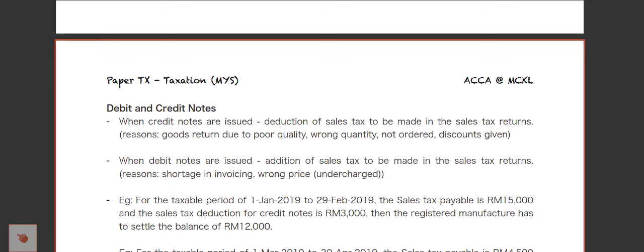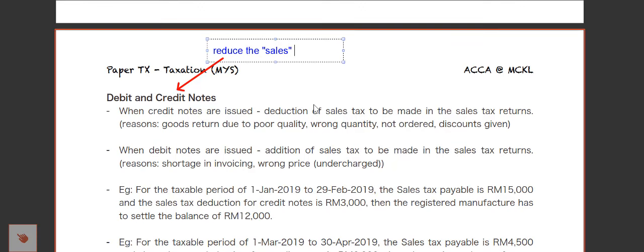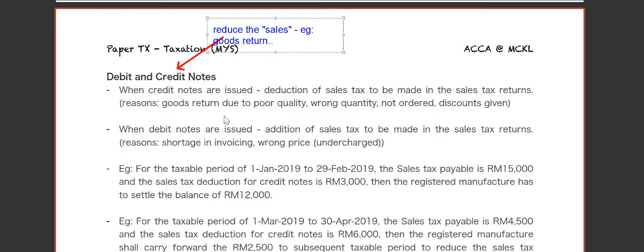Basically you issue credit notes when you want to reduce the sales. For example, why would you have credit notes? Let's say there are goods returned, or you have charged a higher price, or you grant a discount. This will be a credit note. On the other hand, debit notes are issued when you want to increase the amount of the sales. The person ends up paying you more.